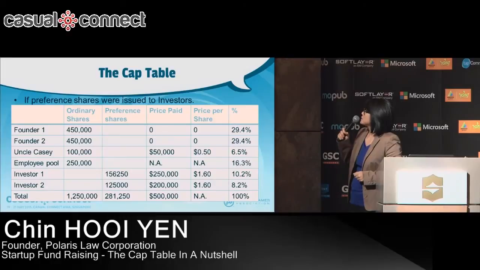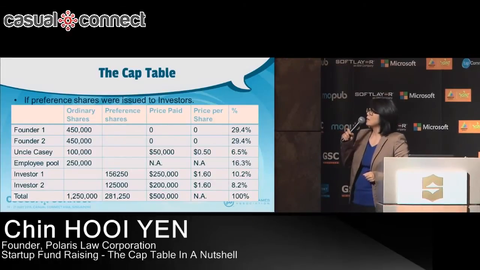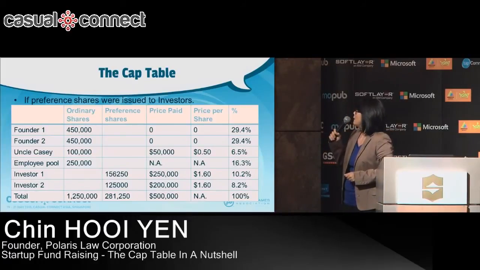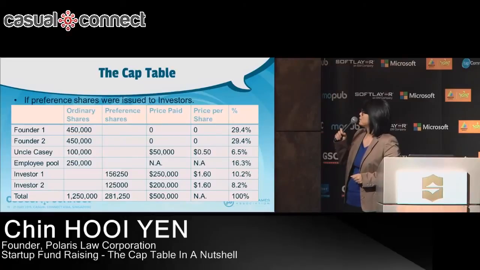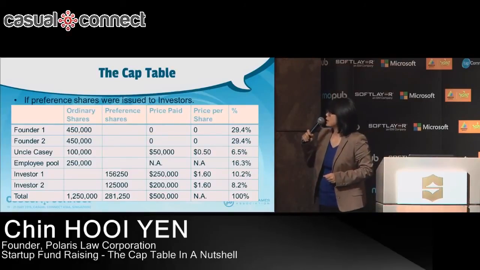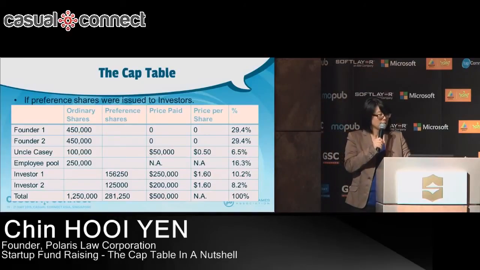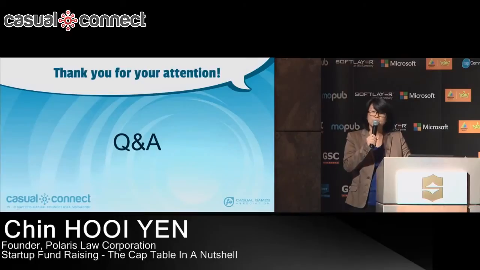Okay. Now you would see that the price paid by the investors is 160, when Uncle Casey paid 50 cents for the shares. So they've paid about 3 times more. So that should make Uncle Casey pretty happy with that. Okay. And that was my last slide.